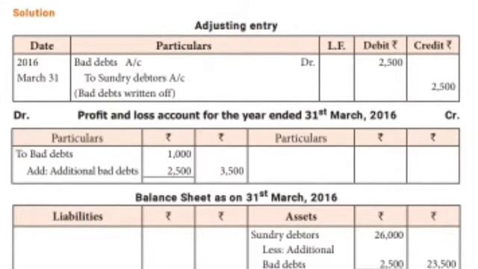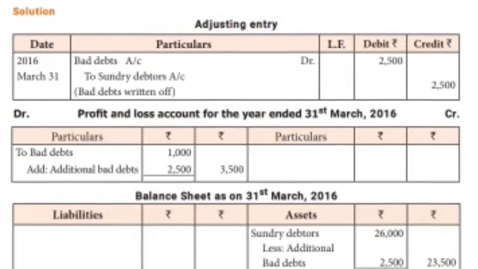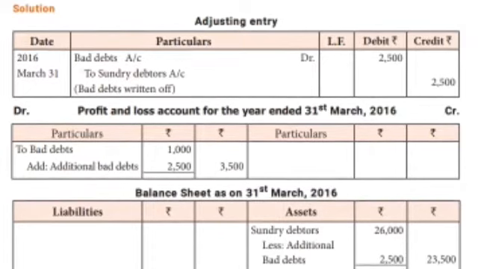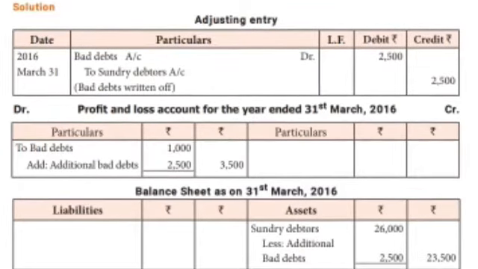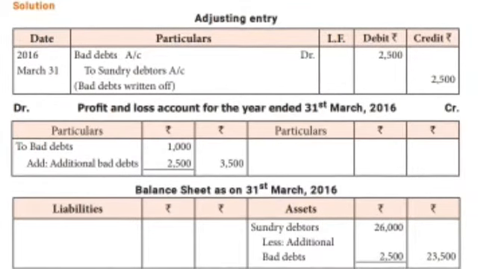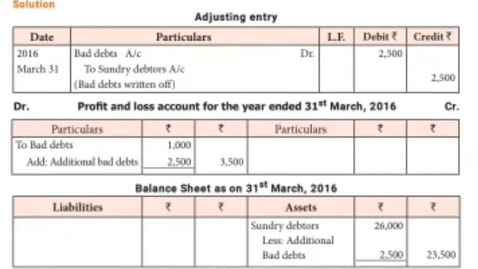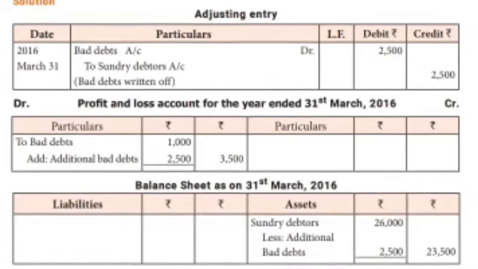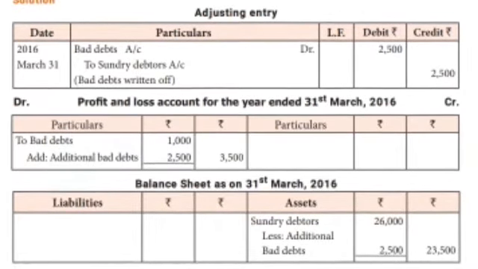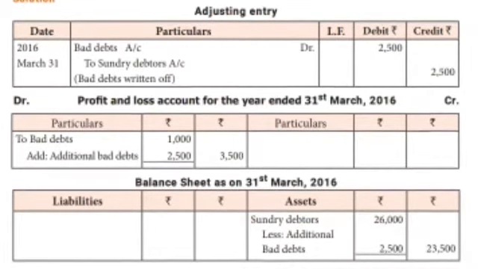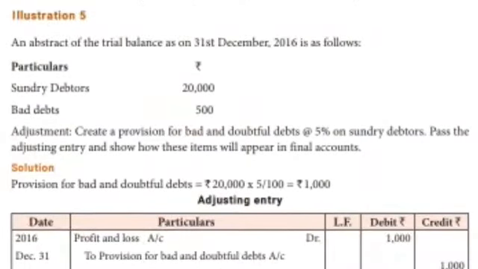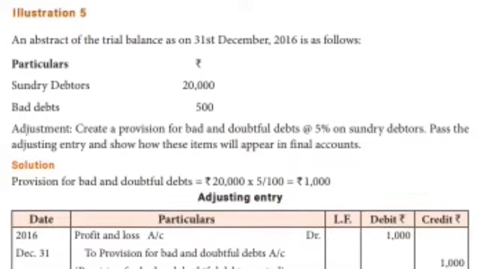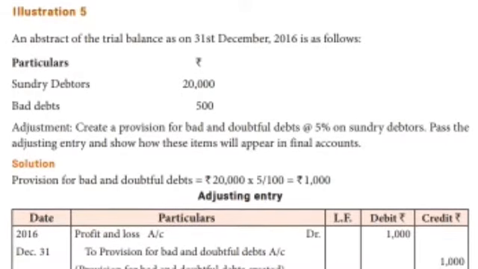Next, how we show it, we know very well. Bad debts is going to enter the debit side of the P&L account. So bad debts 1,000, additional bad debts 2,500. How do we show it on the balance sheet asset side? We have to deduct from sundry debtors 26,000 the additional bad debts in the adjustment. Next, illustration 5. As per the trial balance of 31st December 2016, particulars: sundry debtors 20,000, bad debts 500.